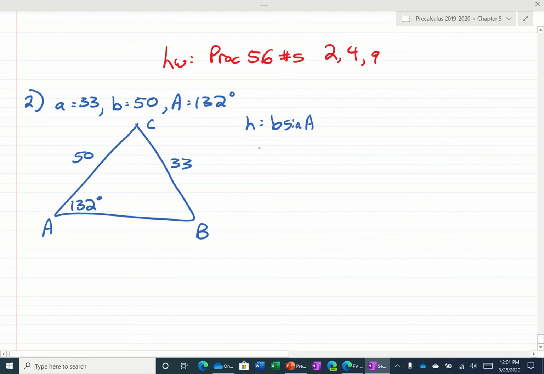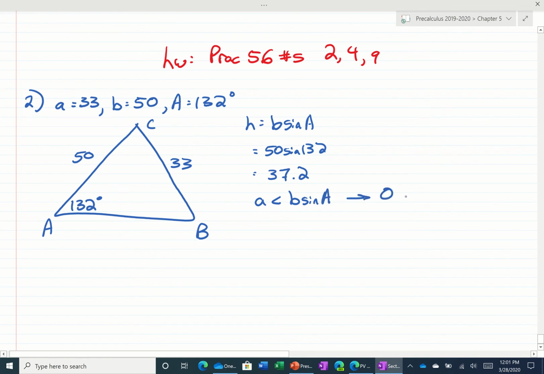And if we do that, 50 times the sine of 132 comes out to be 37.2. And in this case, side A is smaller than the height, which means that there's no triangles. And we could just stop there. There's no solution. If you try to find a solution, you're going to get an error or undefined on your calculator.